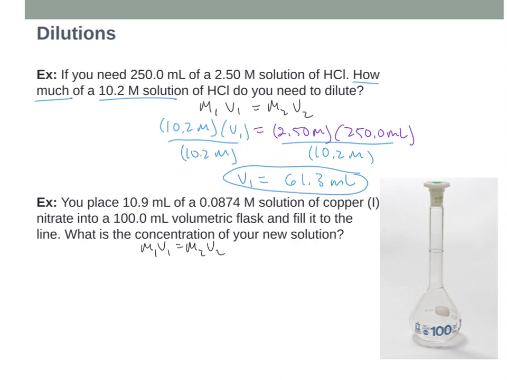So it's saying that basically we're diluting something to get 100 milliliters. So I'm going to find my more concentrated thing first because I just like to start there. So my more concentrated stuff is this. I've got a little bit of this stuff. So I've got 0.0874 molar, and apparently 10.9 milliliters of it.